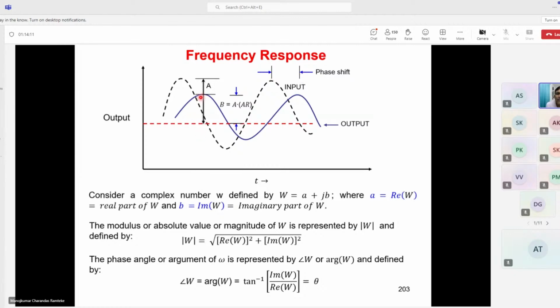Also, if you look at the amplitude, the amplitude of the input is A, whereas the amplitude of the output will be given by what? Amplitude of the output will be given by A into amplitude ratio, isn't it? A into amplitude ratio will be given as the amplitude of your output. Typically, the amplitude of the output is lower than the amplitude of the input. That is what we see.